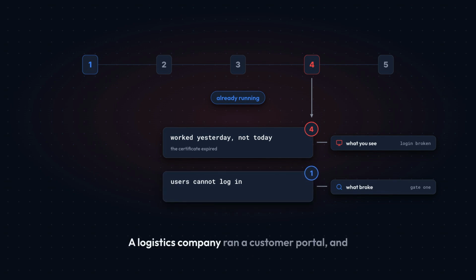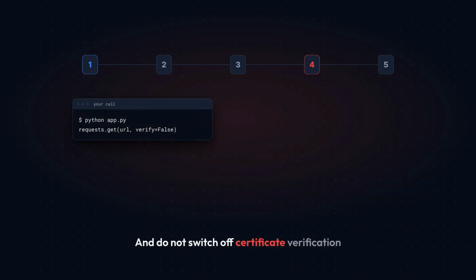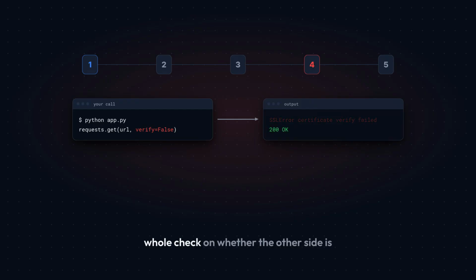A logistics company ran a customer portal, and reports came in that login was broken. The cause turned out to be DNS. The name of the symptom on the screen and the layer that actually broke can be completely different. And do not switch off certificate verification just to move faster. The error message goes away, but so does the whole check on whether the other side is genuine. Somebody flips it on during testing, and it ships that way.